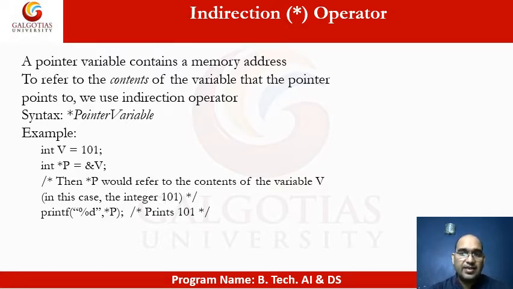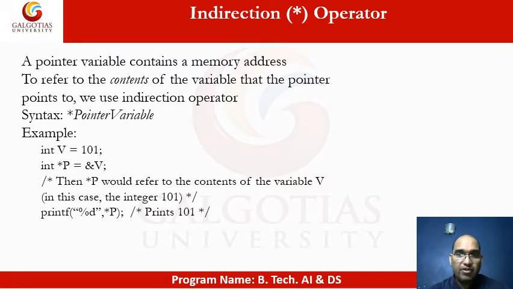So now let's see this example. int v = 101. int *p = &v. So what we have done is we have stored the address of v in the pointer variable p. Now suppose I want to know the value of the variable whose address is stored inside this p, then what we have to do is print the value of *p.